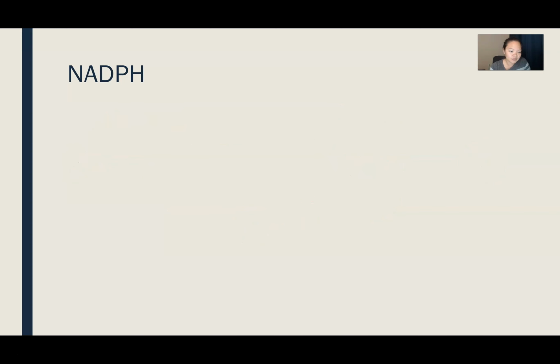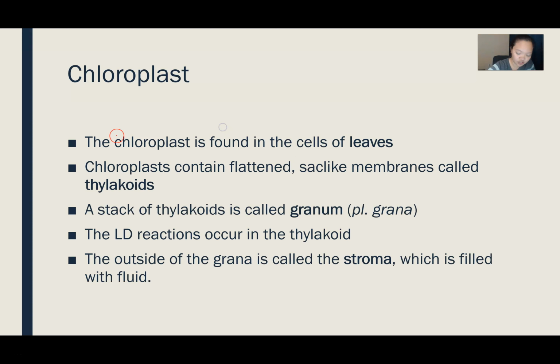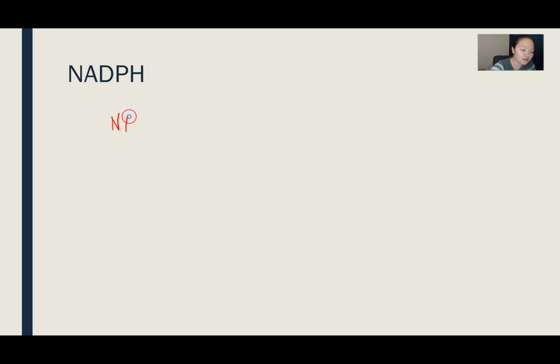The other one is NADPH. It's a very long name, so I'm not going to go through it. So NADPH is charged. NADPH is charged the same as, what is that though, ATP. Okay?